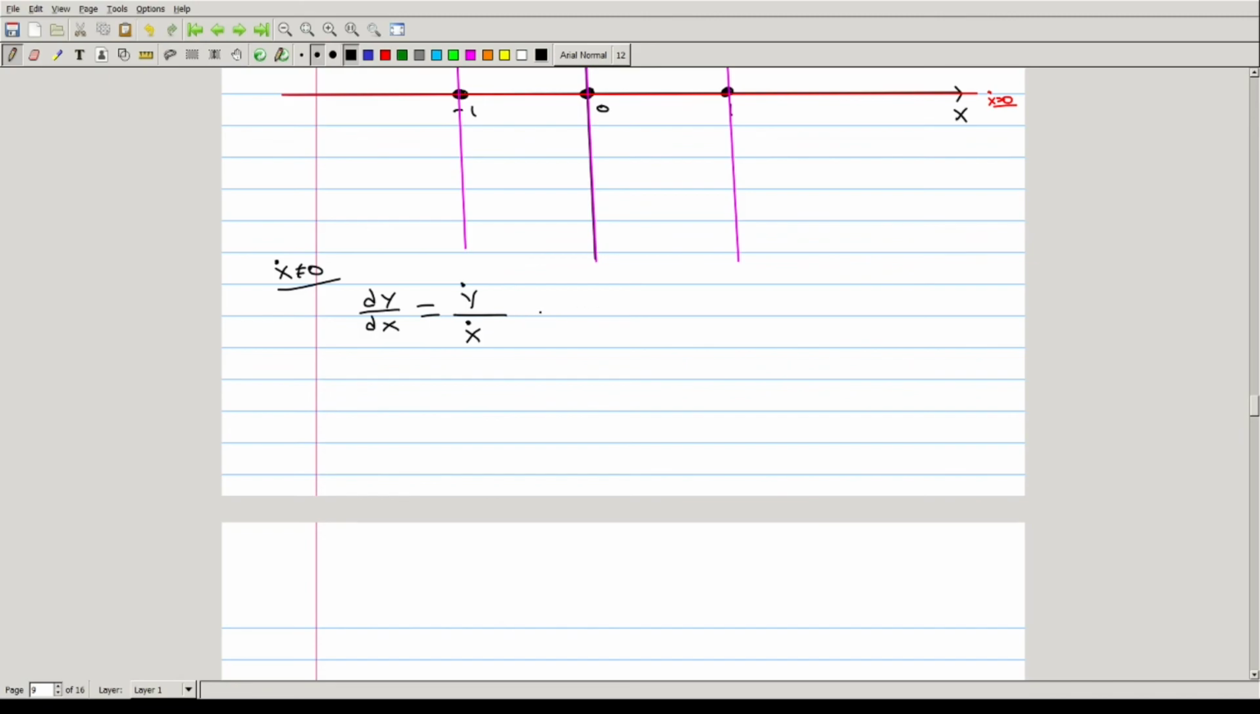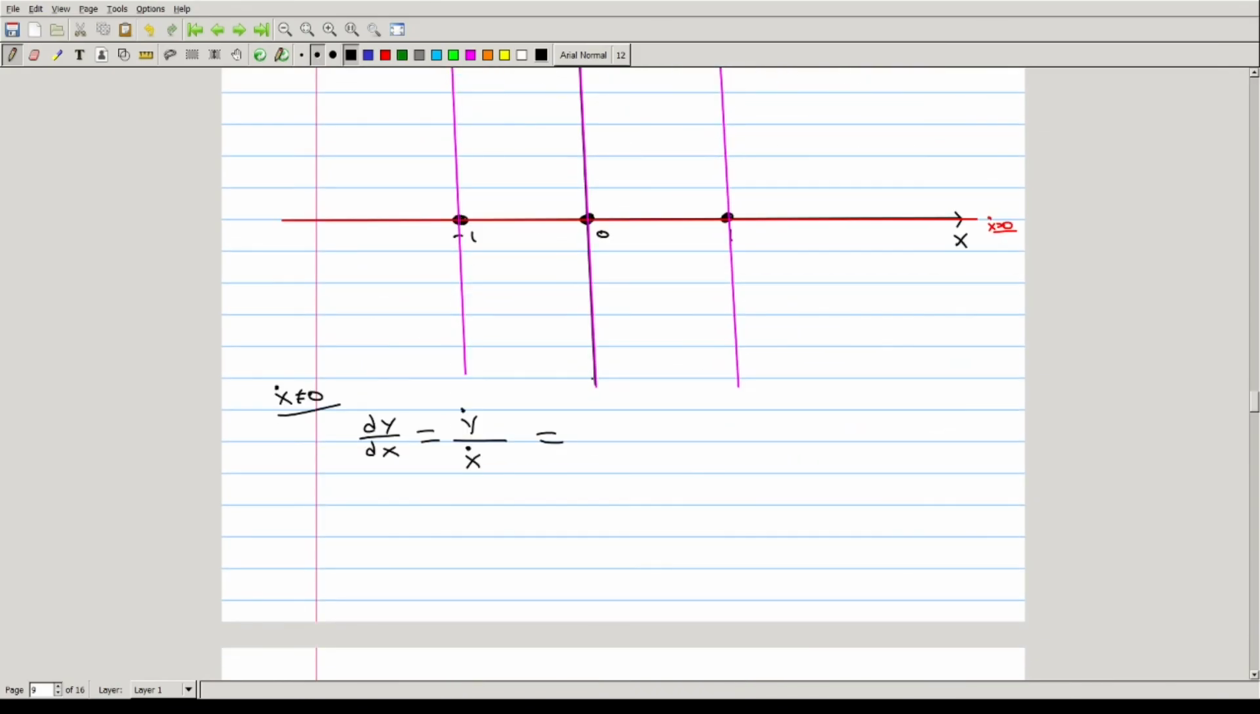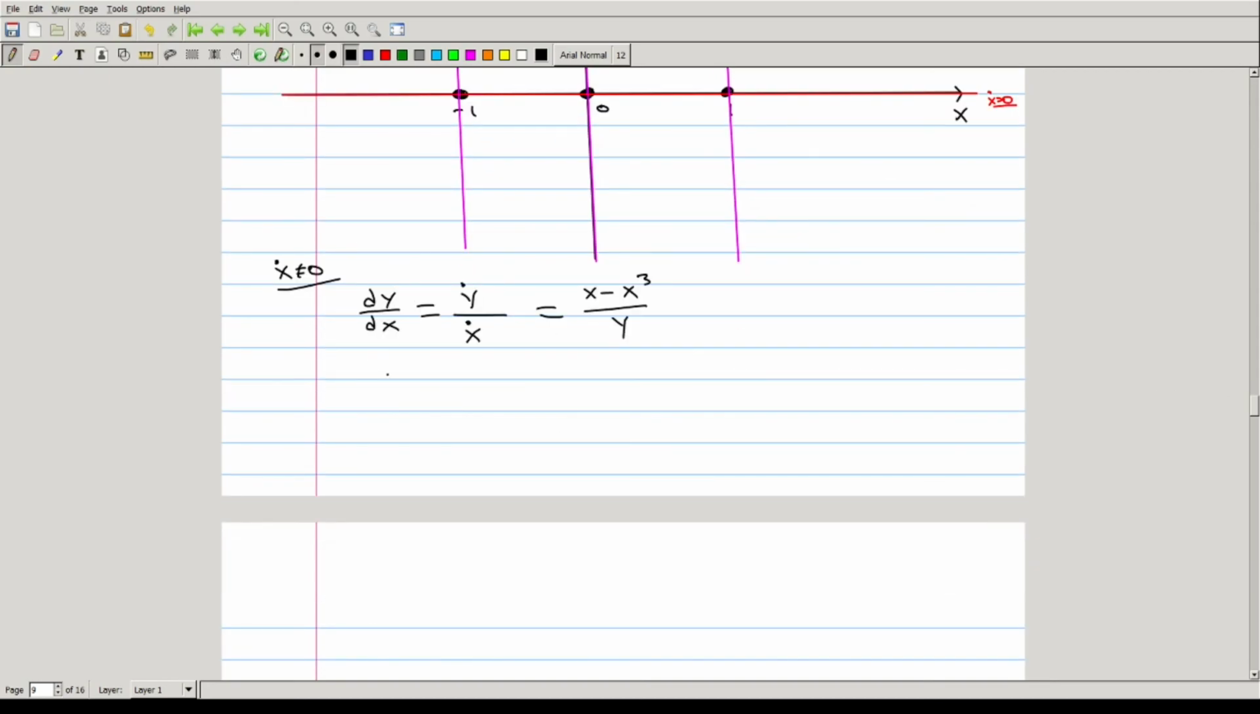Then we get that this is going to be equal to x minus x cubed over y, which is again a separable differential equation for x and y. So we can go through and this is going to be the integral of y dy, the antiderivative of y dy is going to be the antiderivative of x minus x cubed dx, which gives us that y squared over 2 is equal to x squared over 2 minus x to the 4th over 4 plus some constant c.